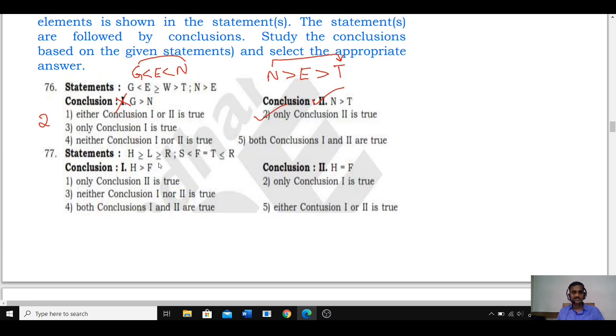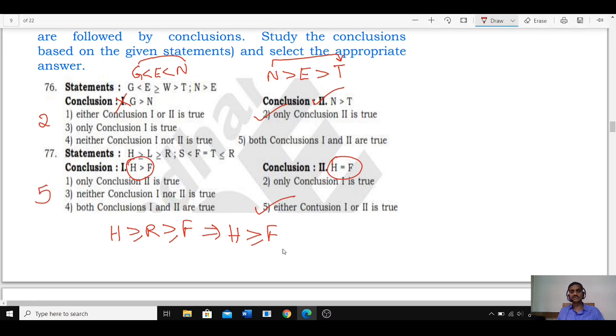The next one, the relation between H and F. H is here, F is here. Which element is common? H and F, R. H greater than or equals to R. F lesser than or equals to R means R greater than or equals to F. And finally H is either greater than or equals to F. Either greater or equal, either greater or equal, that is choice 5.